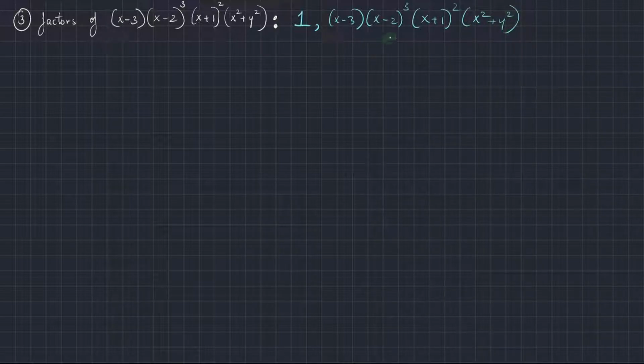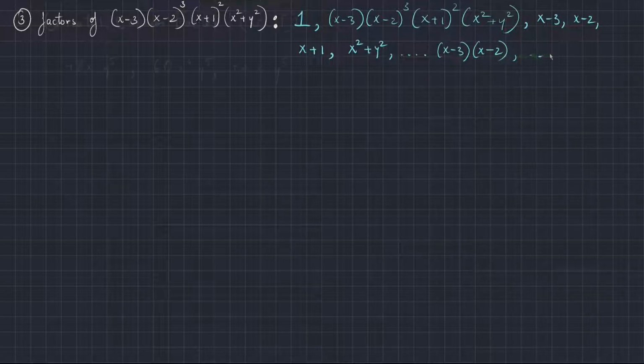Now if you imagine making a factor tree for all these factors, you will see that x minus 2 will be repeated 3 times, x plus 1 will be repeated twice. And so we can say the most irreducible factors of this expression would be x minus 3, x minus 2, x plus 1, as well as x squared plus y squared. Now the remaining factors can be constructed using a combination of these factors. For instance, x minus 3 times x minus 2 would be one of the factors.